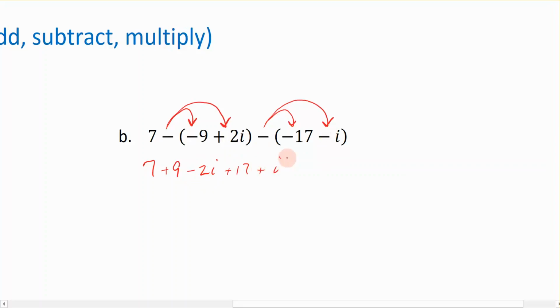Now that I've removed the parentheses, we're just simply going to go in and collect the real portions together and add them up or subtract, whatever we're doing. So I have 7 plus 9 plus 17, and I find out that that gives me 33. And then we have the imaginary portions, which is a minus 2i plus i, so I have minus i. And that's all we're really doing when we add and subtract our complex numbers.